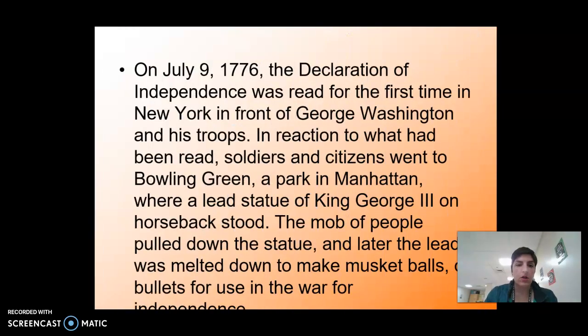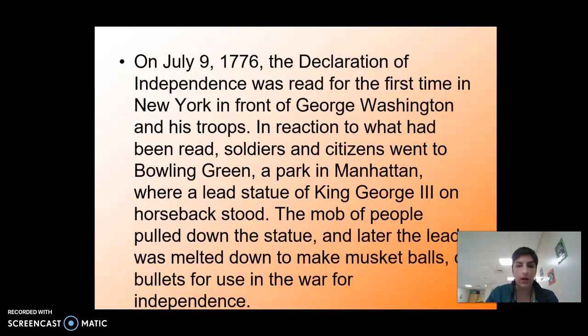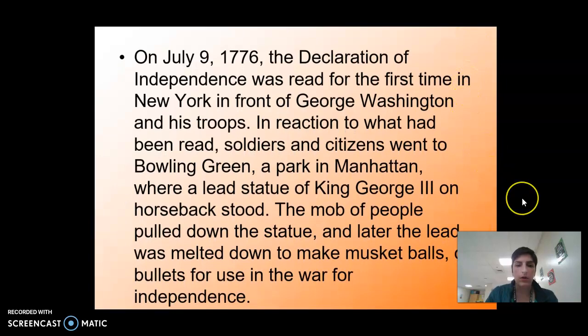All right, on July 9th, 1776, the Declaration of Independence was written, and it was read for the first time in New York in front of George Washington and his troops. In reaction to what had been read, soldiers and citizens went to Bowling Green, a park in Manhattan where a lead statue of King George III on horseback stood. The mob of people pulled down the statue, and later the lead was melted down to make musket balls or bullets that were used in the War for Independence.